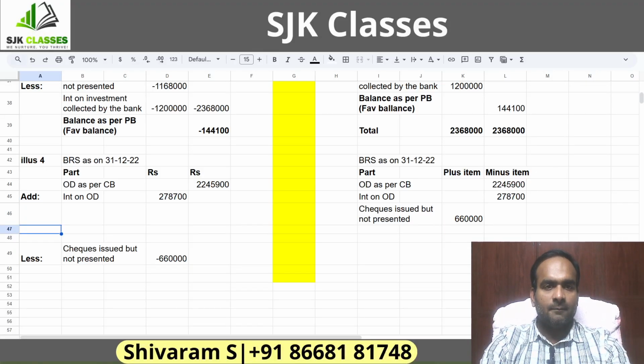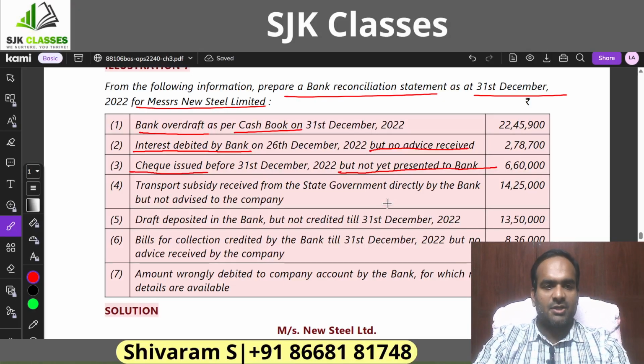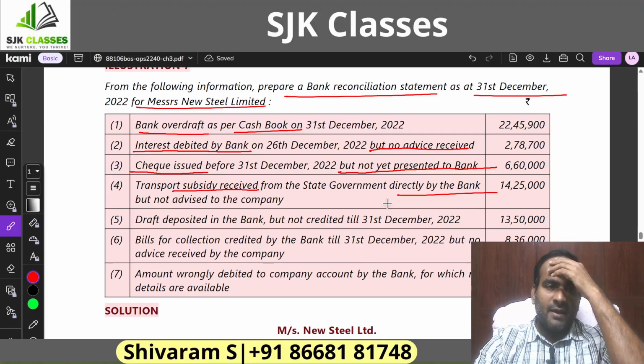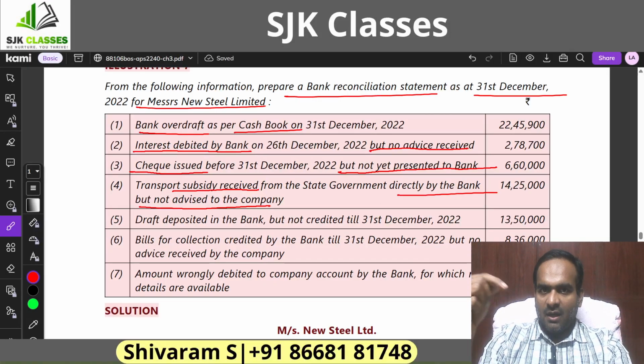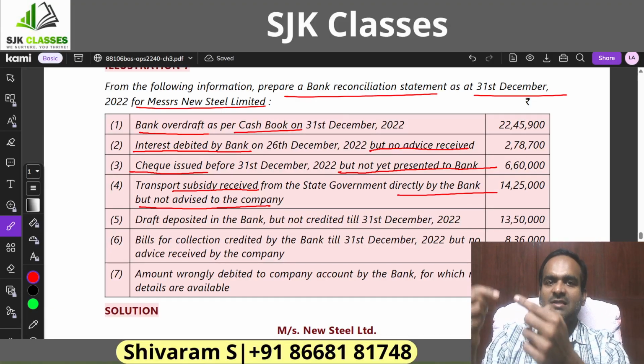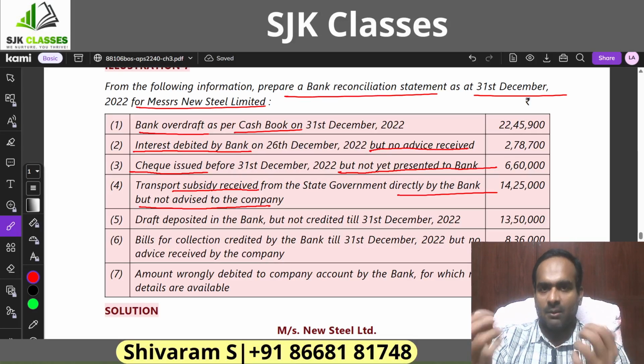Then next point, fourth transaction, transport subsidy received from state government. So what they're saying here, it's a subsidy received. It's very simple. It's a case of receipt here from state government directly by the bank, but not advised to the company. What is the meaning here? The government has given a subsidy and the amount has been captured in the passbook, bank account, but not advised to the company means what? The company has not got any intimation about the receipt of the subsidy. So what is the issue? It means that in cash book the entry is not there. So the amount is captured in the passbook, but not in cash book.